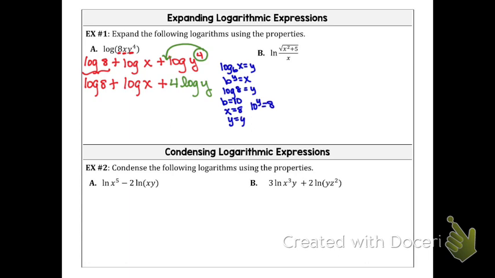All right, look at B. B says we have the natural log of the square root of x squared plus 5, all over x. First thing I notice is we have a division. So we know that when we divide, we can subtract them. So that means we're going to rewrite it as the natural log of the top minus the natural log of the bottom.